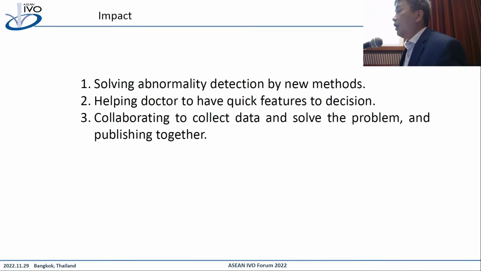So this is our research on coronary artery abnormality detection by a new method. This is a problem that comes from the hospital. The doctors require help to solve it. If we can solve this problem, hospitals need to detect this abnormality early.